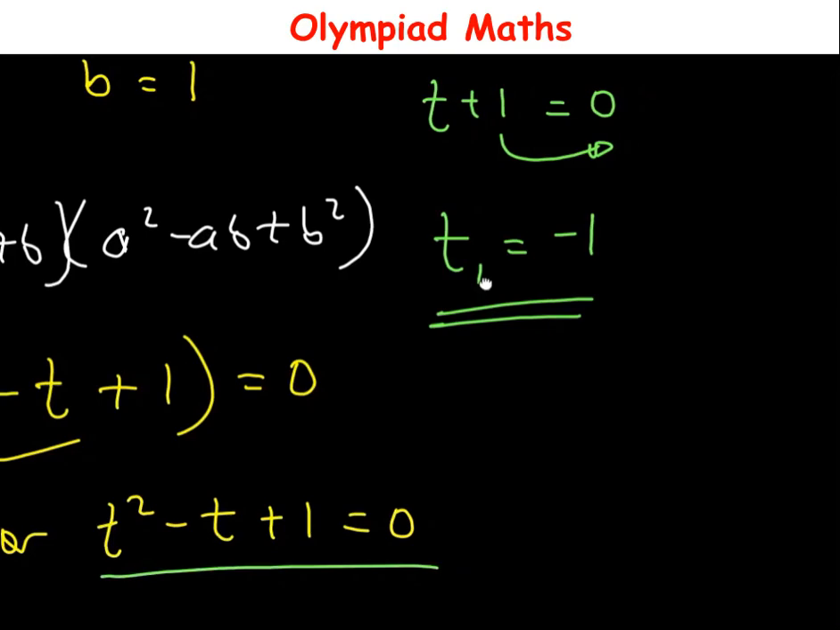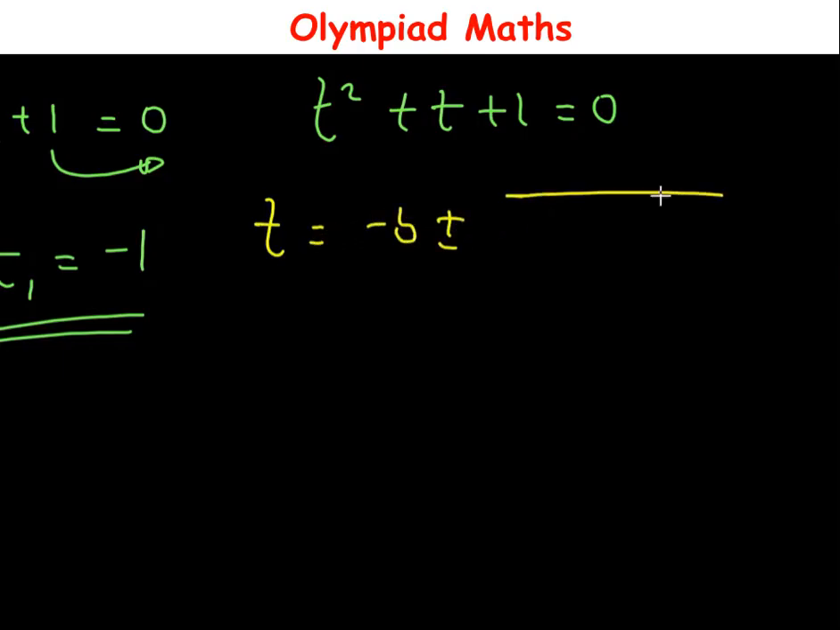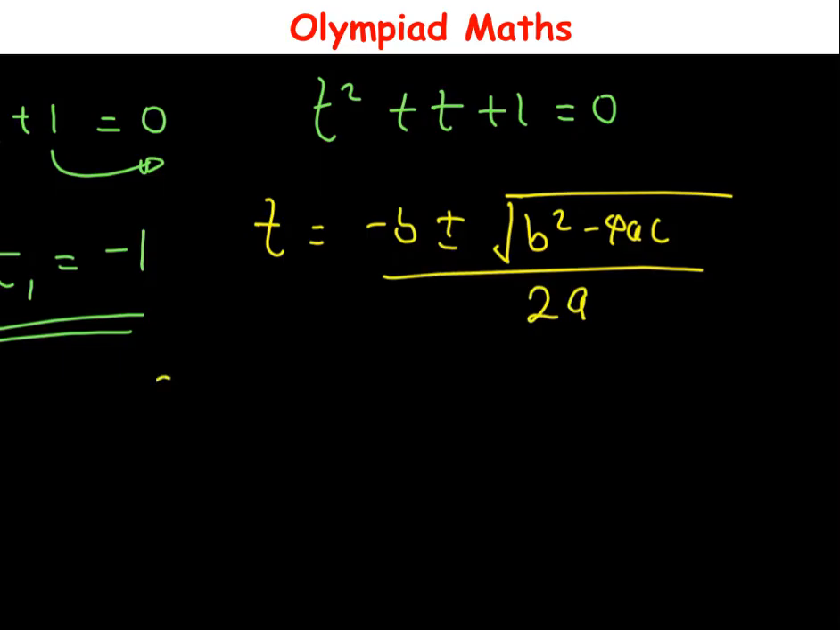So from that, we have the equation to be t squared plus t plus 1 is equal to 0. And this is a quadratic equation. So we are going to solve it using the quadratic formula. With respect to t, the formula is given by t is equal to minus b plus or minus square root b squared minus 4ac all over 2a. And in this case, the value of a is equal to the coefficient of t squared, which is 1. The value of b is the coefficient of t, which is also 1. The value of c is the constant, which is 1.